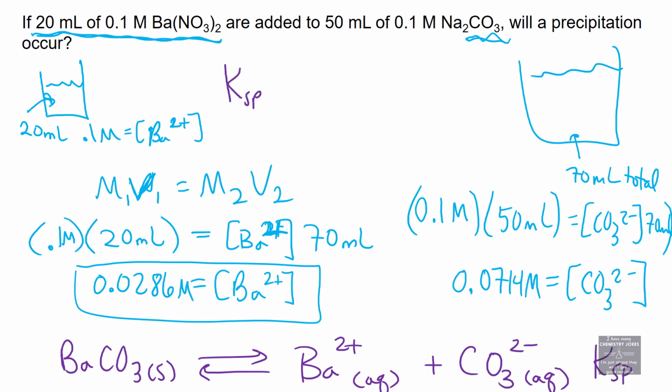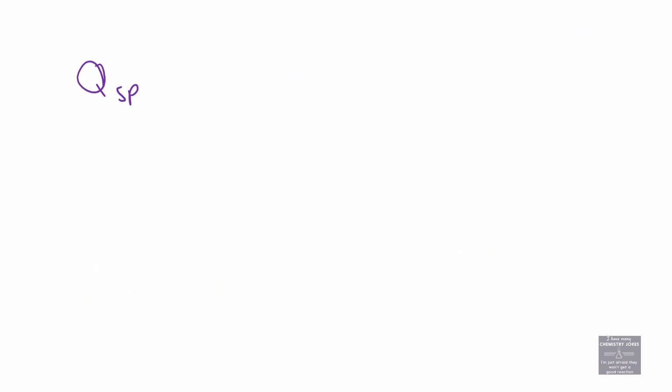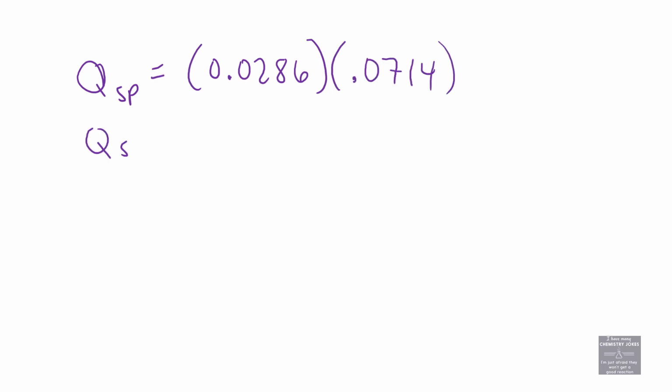So the Ksp expression would be barium concentration times carbonate concentration. So that's why I did the calculation to find barium and carbonate's concentration. So Qsp is equal to 0.0286, that's barium, times 0.0714, that's carbonate. Qsp is 0.00204. Okay, I need to compare Q and Ksp.